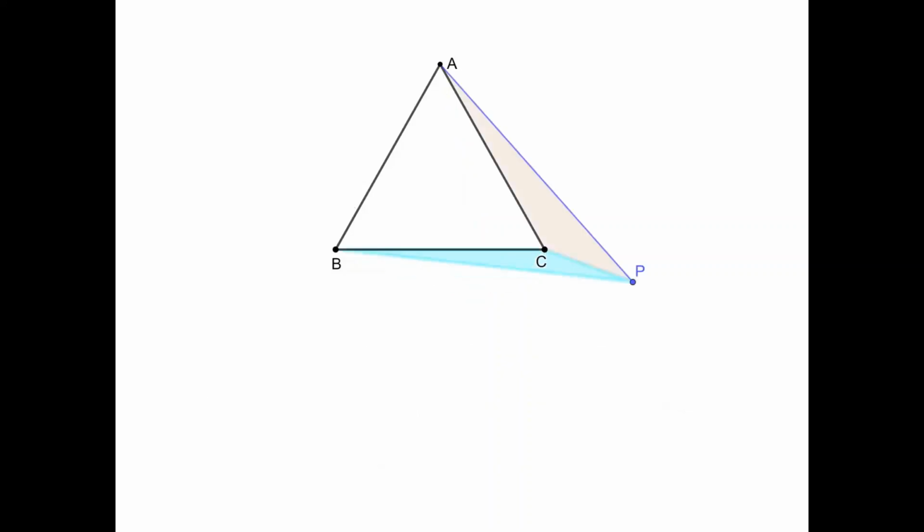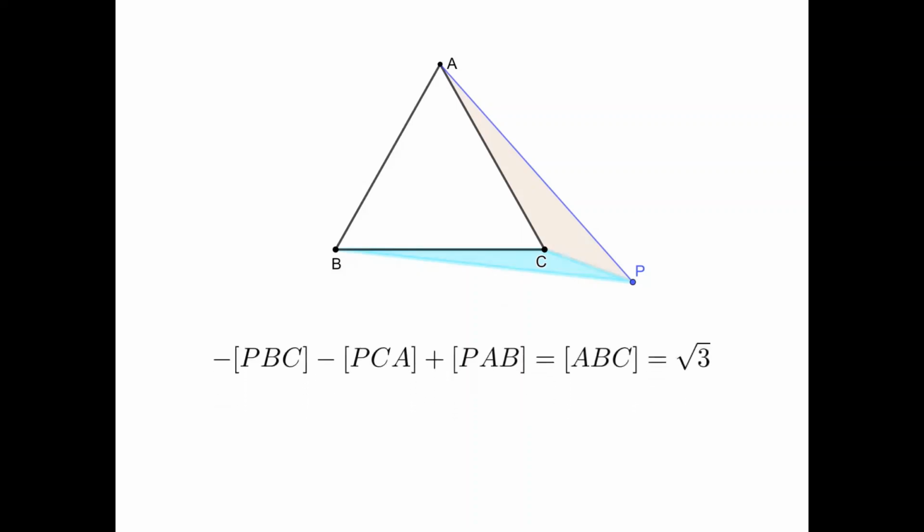Another scenario. If P is outside the corner of C, in this case, triangle PAB is the largest, covering all the other three triangles. In this case, we have negative p minus q plus r, which is the largest, equals the area of triangle ABC, square root of 3.